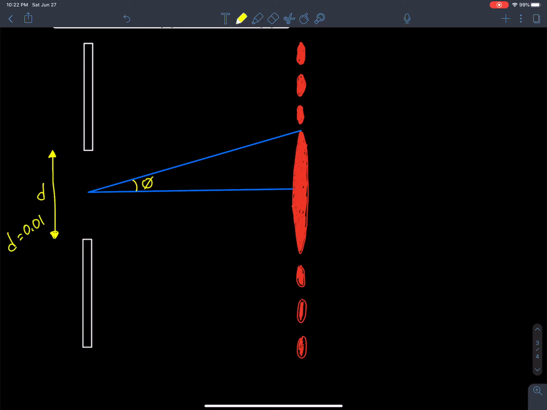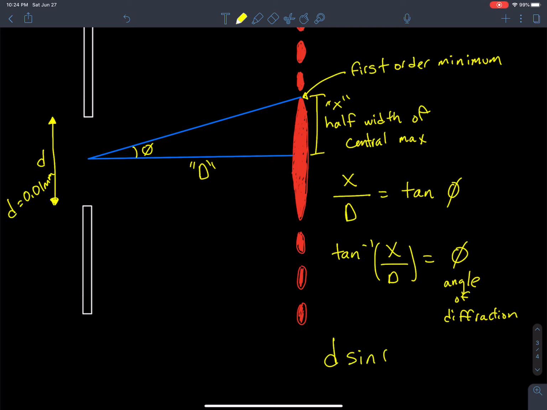Okay, and so that angle of diffraction is something that we can measure in an experiment. You'll be doing that in an assignment very quickly. You'll be measuring the angles of diffraction. So for single slit diffraction, we're looking at destructive interference. You're looking at the angle to that first order minimum. So you're measuring that angle, and that's your angle of diffraction. And then you can plug these variables into the formula d sine theta equals n lambda to be able to calculate whatever you want.